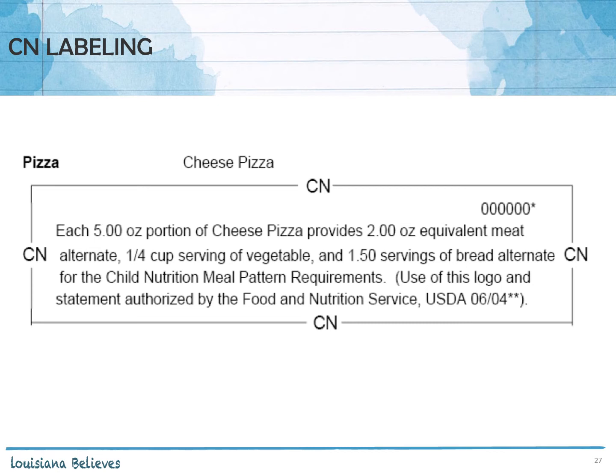Vegetables, grains, and fruits must be combined or pre-plated with the meat alternate to be eligible for child nutrition labeling. If the product includes vegetable subgroups, the CN label will document the creditable amount of vegetable subgroups. For example, the cheese pizza with tomato sauce and vegetable toppings on this slide indicates that each 5-ounce pizza provides 2 ounces of meat alternate, 1/4 cup of vegetables, and 1.5 servings of bread grain.